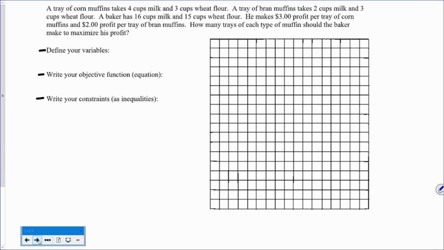How many trays of each type of muffin should the baker make to maximize his profit?